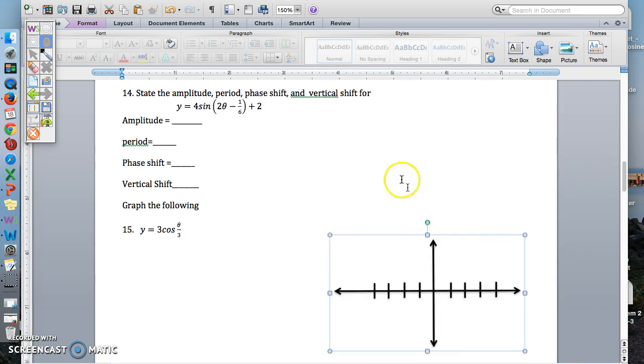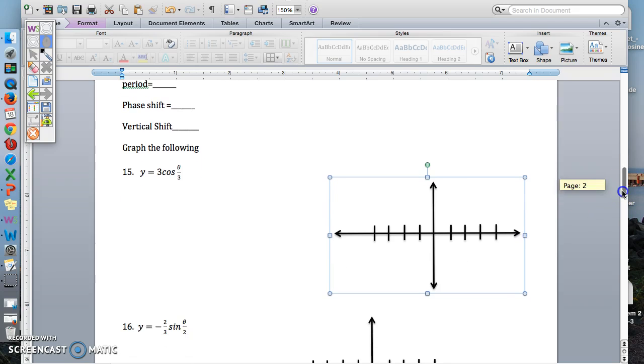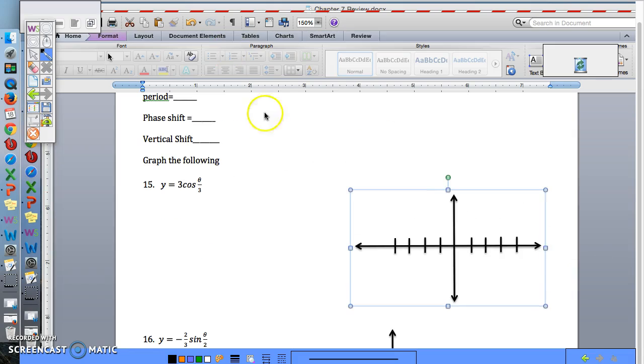Oh, do you know why? We didn't have to actually graph that one. Haha, I should have read the directions. So you just needed to name those shifts there.